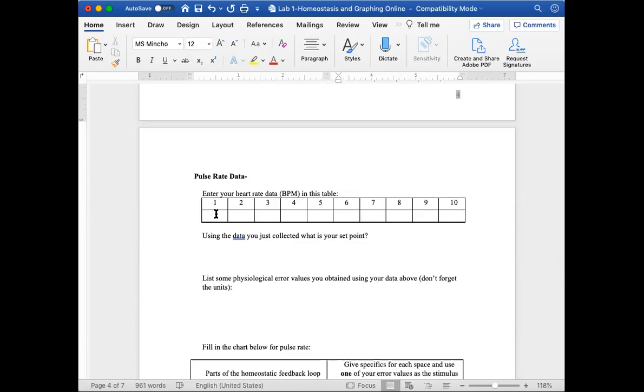So your pulse rate data goes here. What's your set point? Give me some physiological error values. Now remember, physiological error values does not mean that they are error, like wrong, like outliers, like as in math or chemistry. Physiological error values means physiological deviation or physiological variation. So really, you're going to figure out your set point and then give me values that are not your set point from the data that you just collected.